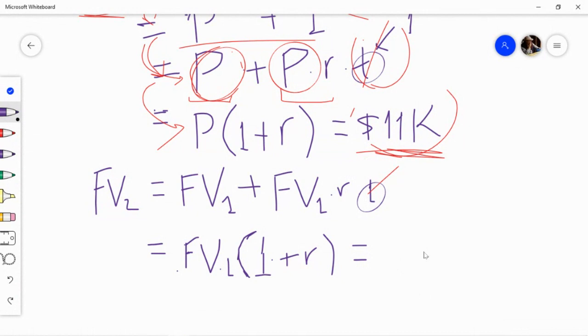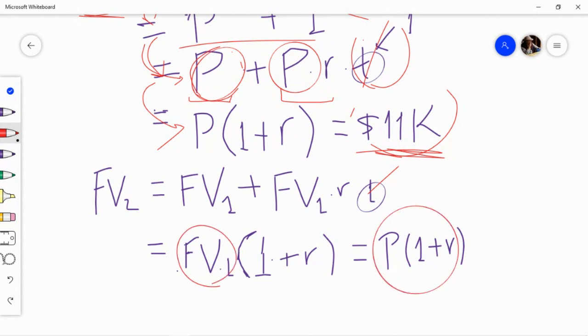Now, as Aura just said, FV1 by its own definition is P times 1 plus R, right? That's FV1. In other words, I simply replaced FV1 by its own definition, and then we still have times 1 plus r.